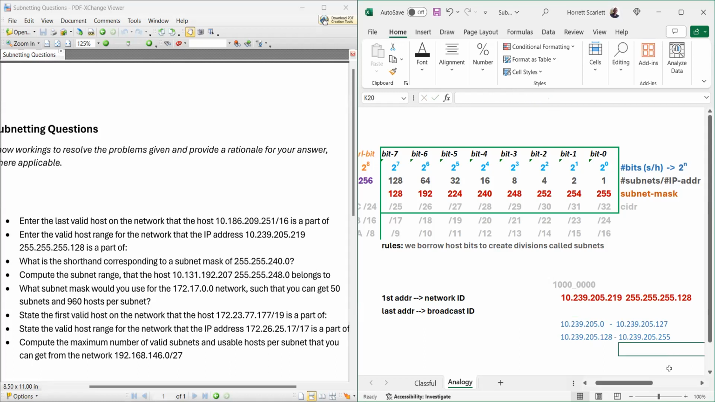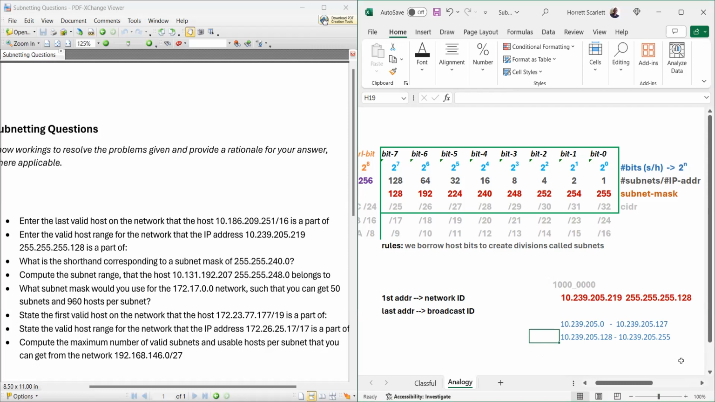What is this question asking? I don't even remember. So I'm going to jump off on a whole different tangent. Let me go back to the question quickly. So you want the valid host range for the network that the IP address 10.239.205.219 is a part of. So where would 219 fall, in subnet 1 or subnet 2? Subnet 2, sir. It would fall in subnet 2.